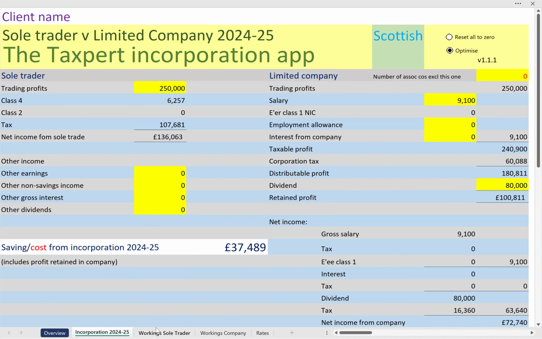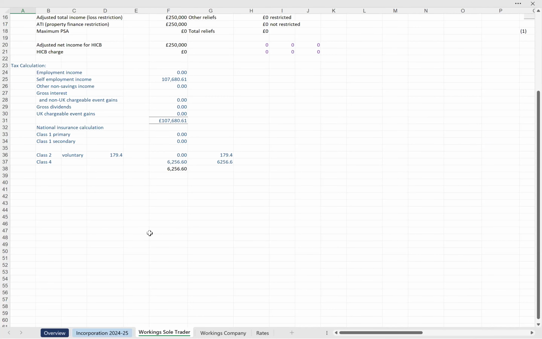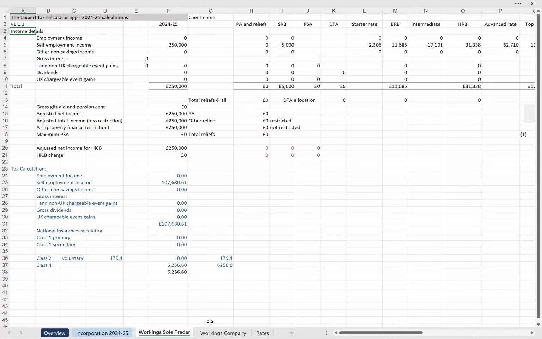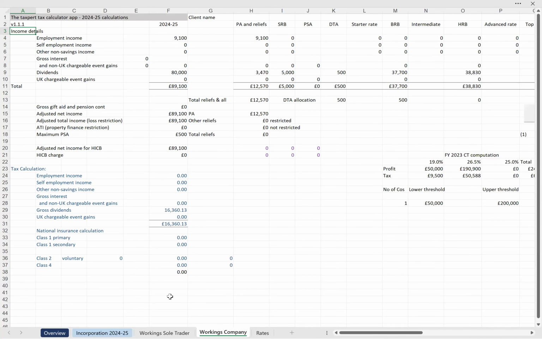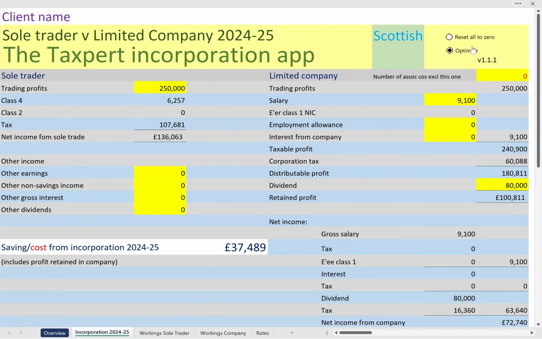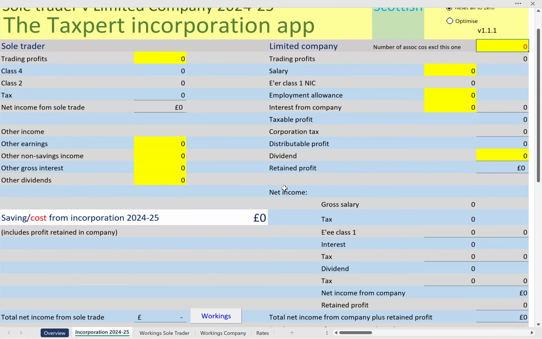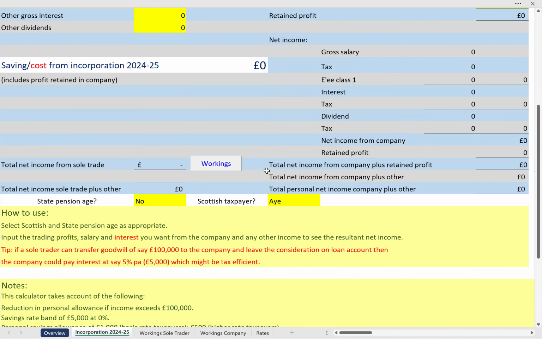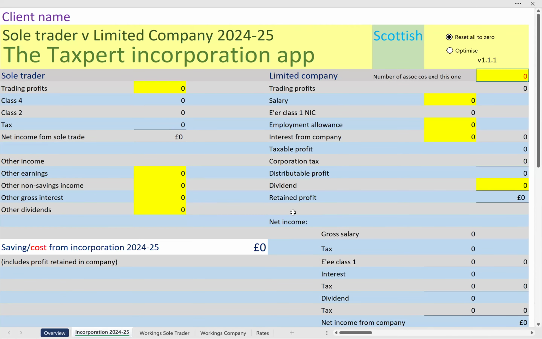Well, as with all of our apps, we've got workings in full for the sole trader. You can see how the tax is calculated in the NI, and workings for the company as well. And it's very flexible. I can reset everything to 0 just by clicking on that, start again for this or another client, and click directly to the workings. And as you can see, the usual options for state pension age and for Scottish taxpayer.